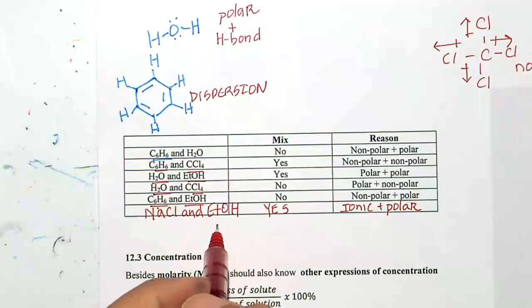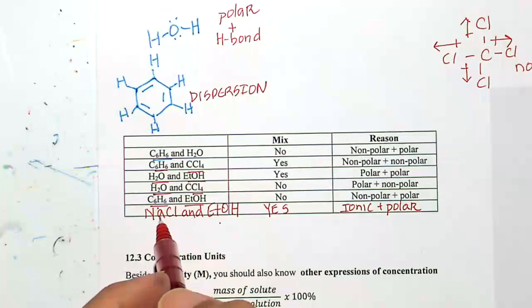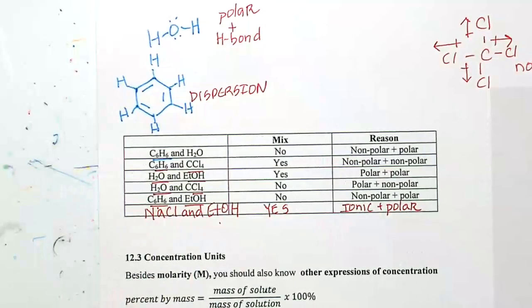Okay, so the partial negatives of the OH, electronegative oxygens, will interact with the full positive of the sodium ion. Okay.